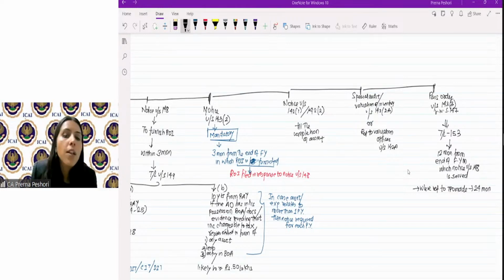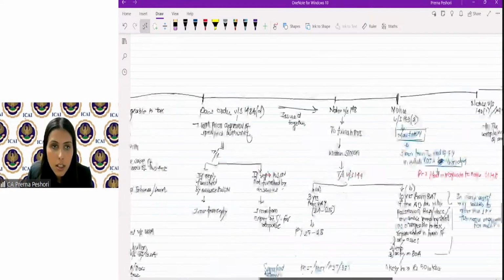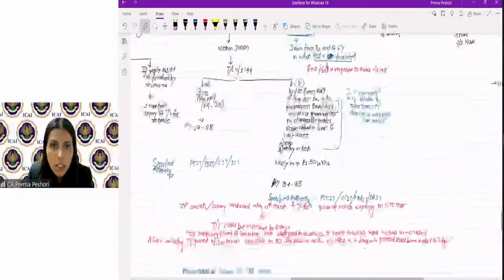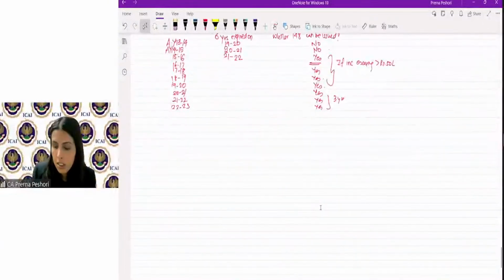Fine. Now, one important section here that we are likely to discuss now is section 150.